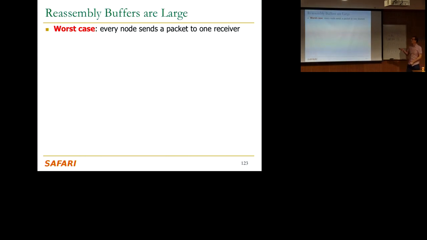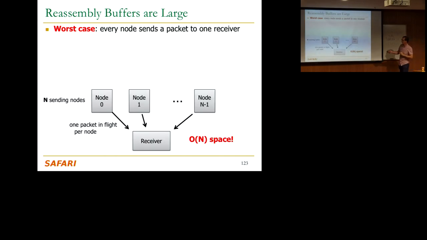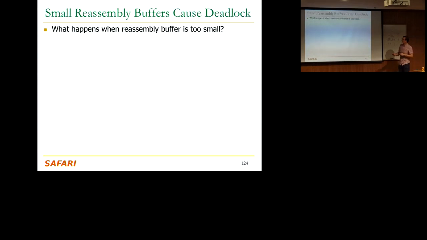Okay, so the other issue is reassembly buffers. Reassembly buffers actually cause a headache. Assume that in the worst case, every node sends a packet to only one receiver. So you have all of these sending nodes, and you have only one receiver, and you have one packet in flight per node. You need all n space in the receiver. Why can't we make reassembly buffers smaller? That's one question we asked.